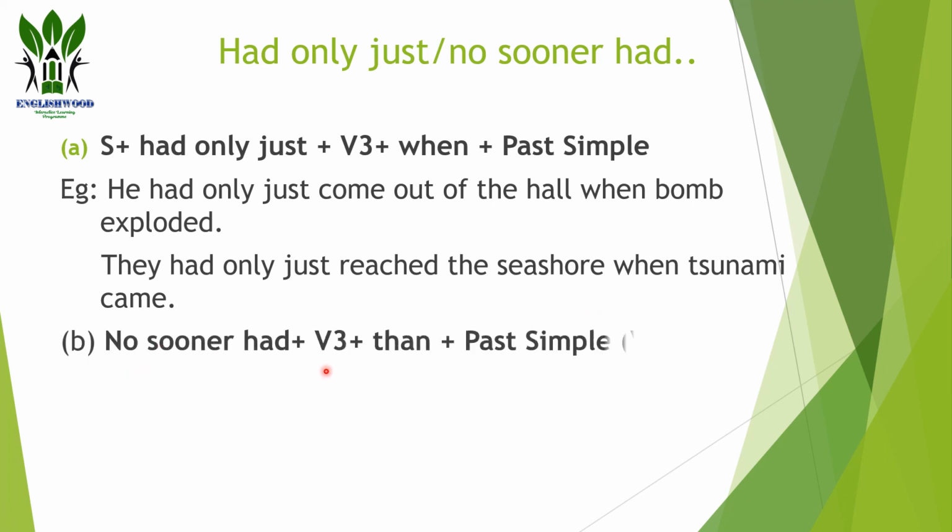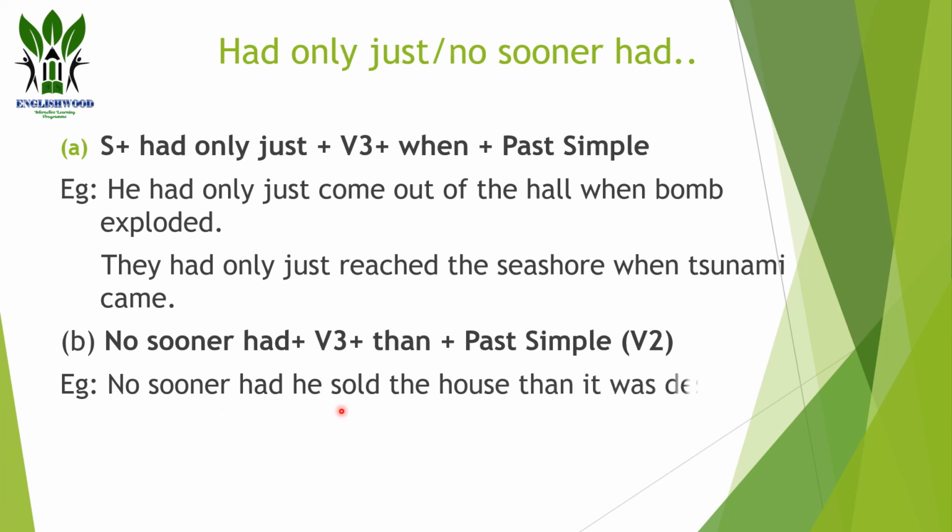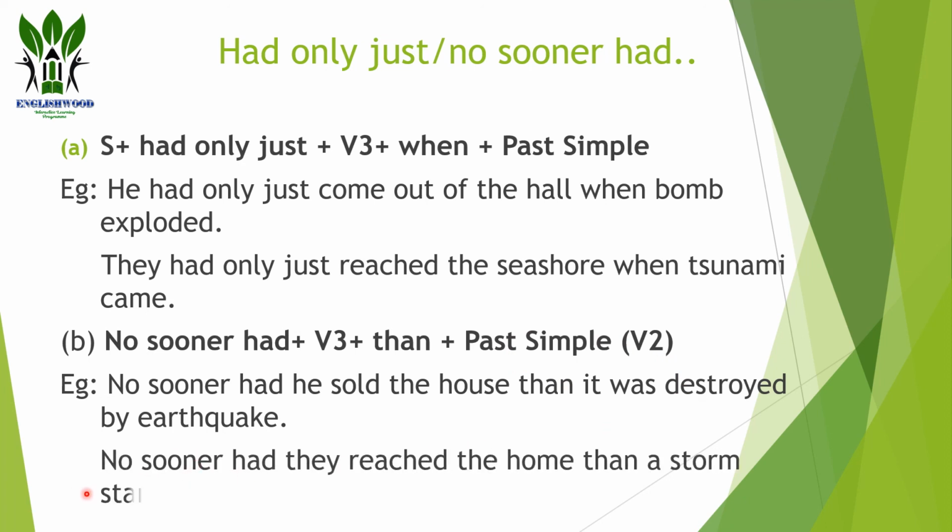Okay, no sooner had plus verb 3 then plus past simple. This is structure, no sooner had he sold, no sooner had, okay, and the subject is there, no sooner had he verb 3 sold, okay, then sold the house, then is structurally then, past simple, it was destroyed by earthquake. No sooner had they reached the home, then a storm started.